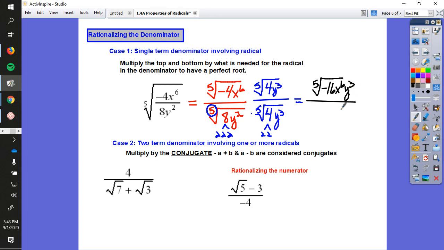Now in the denominator, what was I trying to make groups of? 2, and then a y. Now, to prove that to you, 8 times 4 is 32. I just want to make sure you understand where I'm getting this. y squared times y cubed is y to the 5th. If I multiply those two together, you'll notice I can break these down and I end up getting 2 and a y.